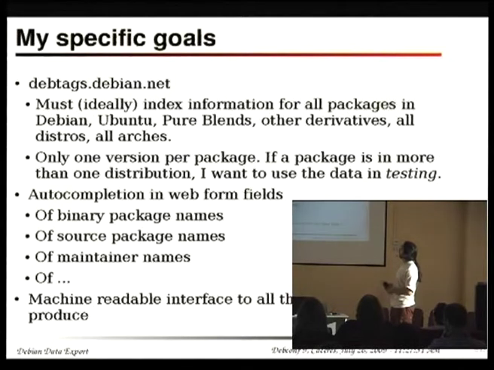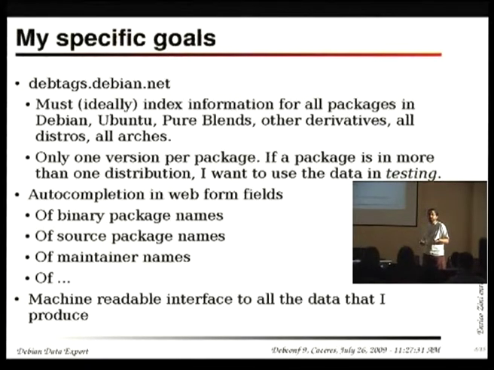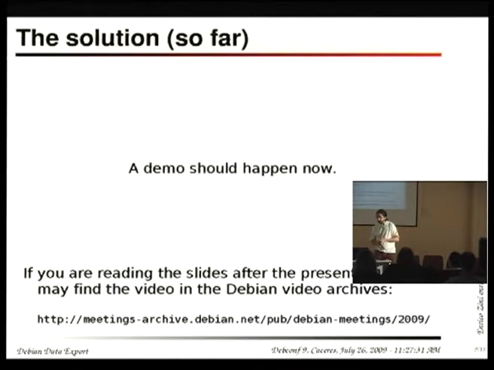I would like to use it in debtags.debian.net, which I would like to allow people to tag all packages in Debian, Ubuntu, Pure Blend, possibly other derivatives, on all distributions and all architectures. Or I would like to make autocompletion in web form fields. It's some lines of JavaScript, but the problem is getting the JSON information. I would also like to build some machine readable interface to all the data that I produce, like DebTags information. At the moment you need to know the URL and get it, so I would like to make a convenient interface.